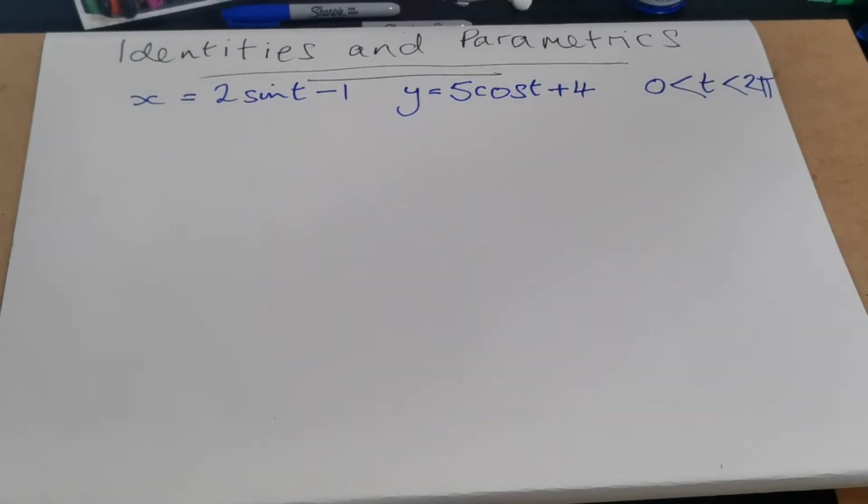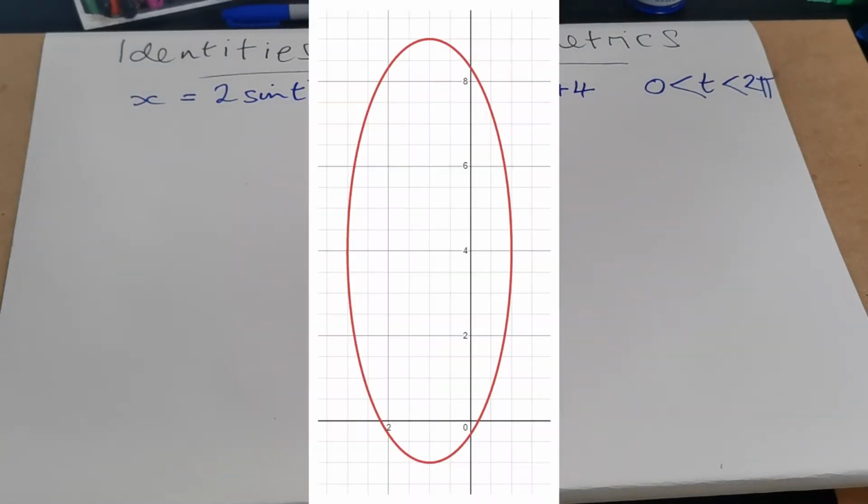And that creates this graph. So you can see a lovely oval shape. And that's much easier to draw from a parametric point of view than it is from a Cartesian point of view. So let's see how we can get to that Cartesian formula.